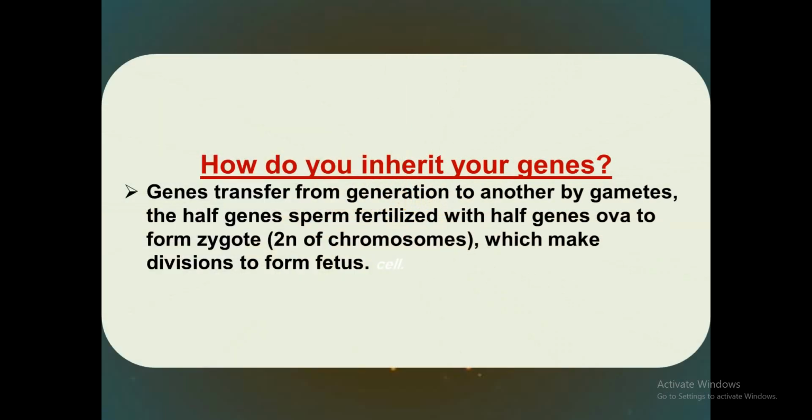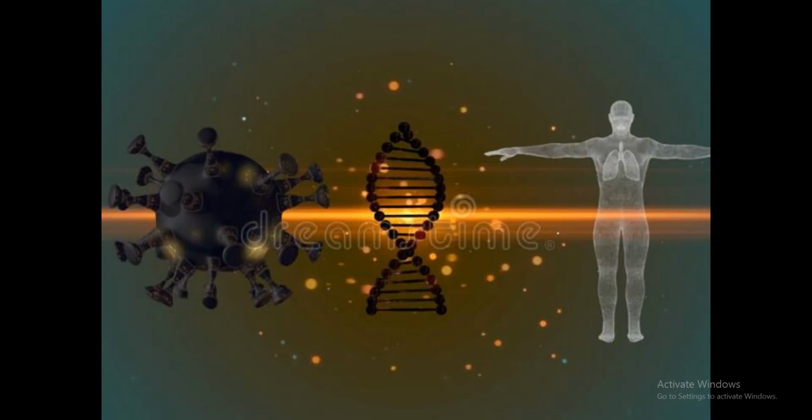How do you inherit your genes? Your genes transfer from one generation to another by gametes. So you can inherit your genes from your father and mother by something called gametes. Of course, a half gamete, the sperm, fertilizes a half gamete, the ovum. So you have half from the mother and the other half from the father to form the zygote. The zygote contains 2N of chromosomes, which divides to form the fetus.